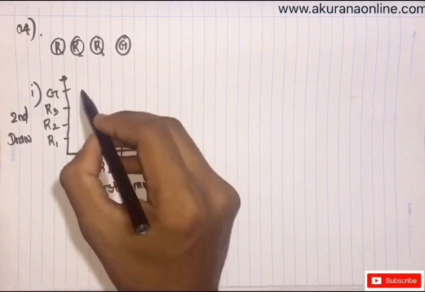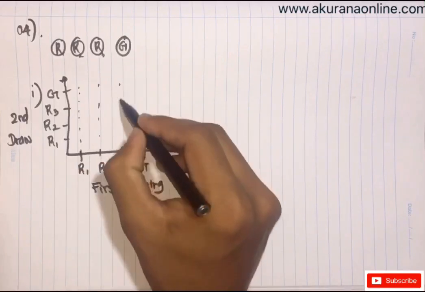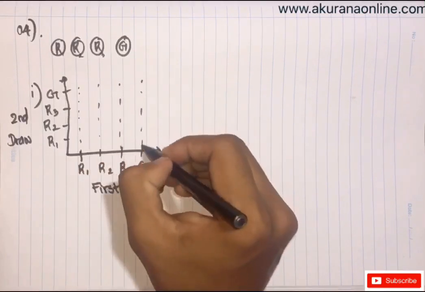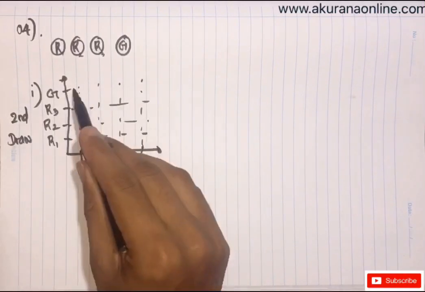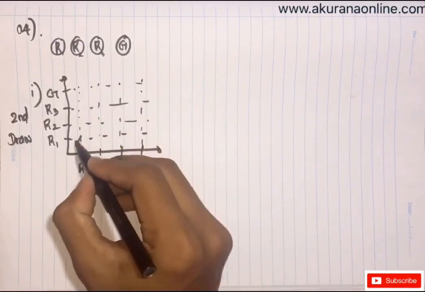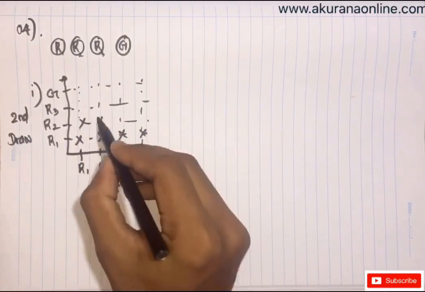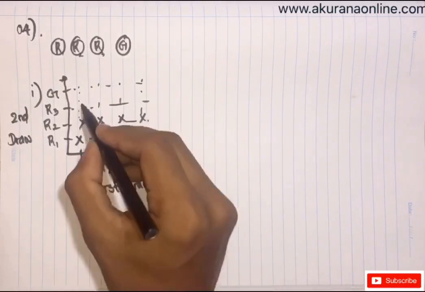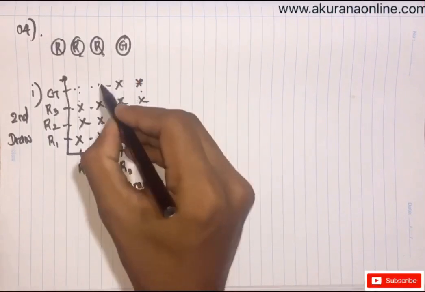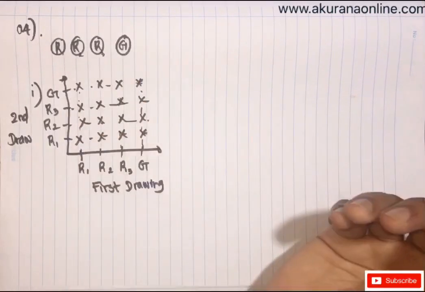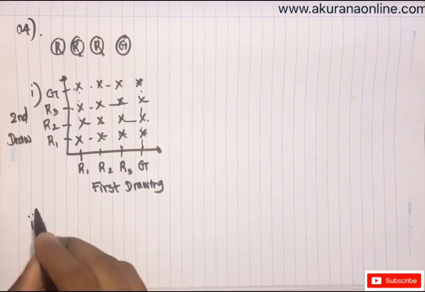Now they have given a grid. You have to mark these events as X. All these are the events you can get. You will be having 4 times 4, 16 events. Okay, now since we have marked, let us move on to the second part.